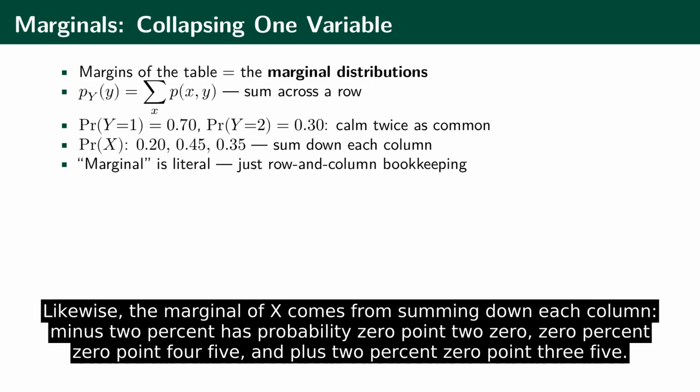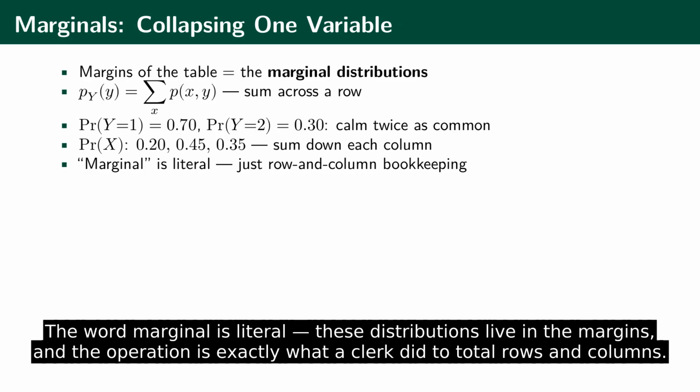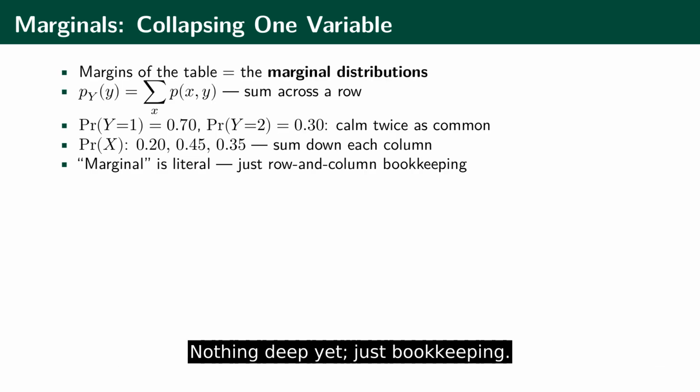Likewise, the marginal of x comes from summing down each column. Minus 2% has probability 0.20, 0% 0.45, and plus 2% 0.35. The word marginal is literal. These distributions live in the margins, and the operation is exactly what a clerk did to total rows and columns. Nothing deep yet, just bookkeeping. The deep idea is next.